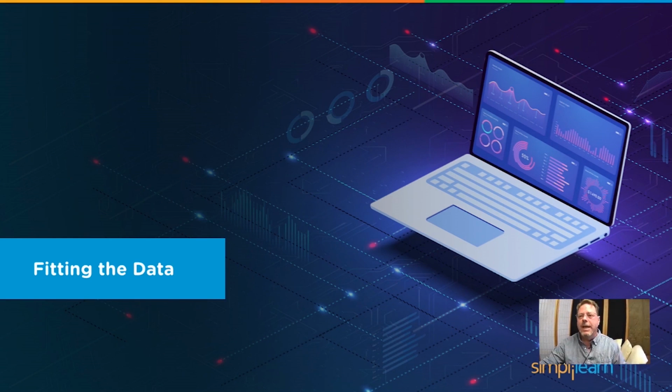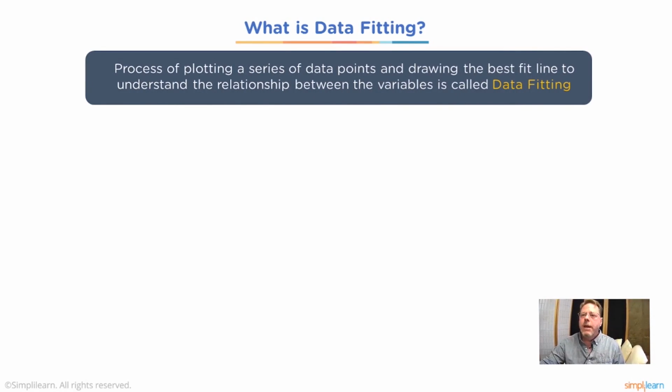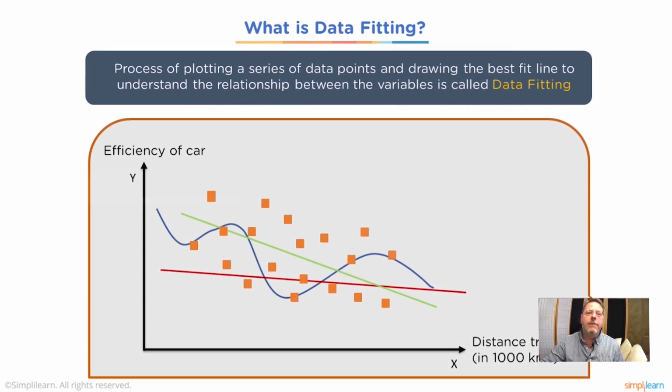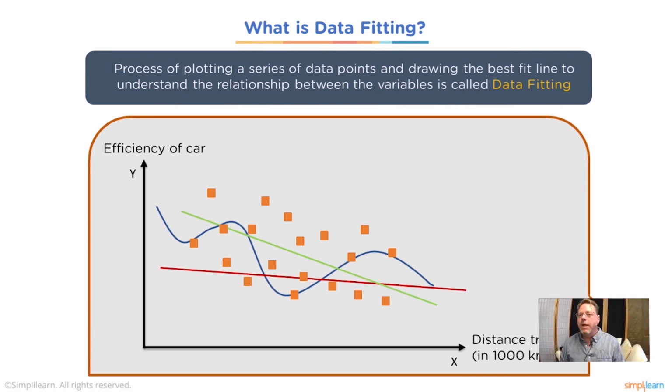So fitting the data. Let's start with fitting the data. And we talk about what is data fitting. It's a process of plotting a series of data points and drawing the best fit line to understand the relationship between the variables. And this is what we call data fitting. And you can see here we have a couple of lines we've drawn on this graph. We're going to go a little deeper on there. So we might have, in this case, just 2 dimensions. We have the efficiency of the car, and we have the distance traveled in 1,000 kilometers.